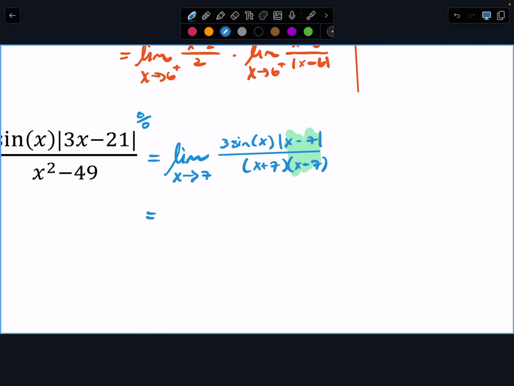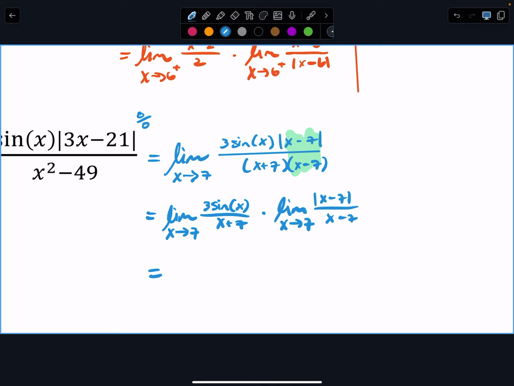Okay. Again, it's up to you if you want to show the limit properties demonstrated. So like if you wanted to show the product property for limits. I kind of like splitting up. And then we go, okay, for the first one we can try, the first factor here, we can try direct substitution. We'll get 3 times sine of 7.